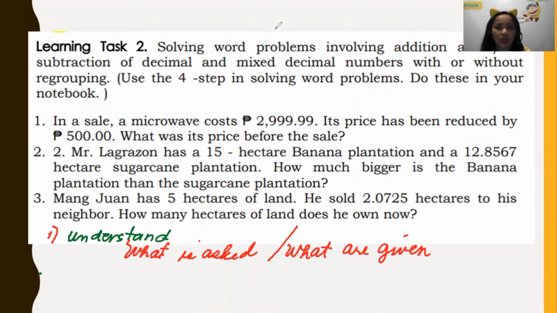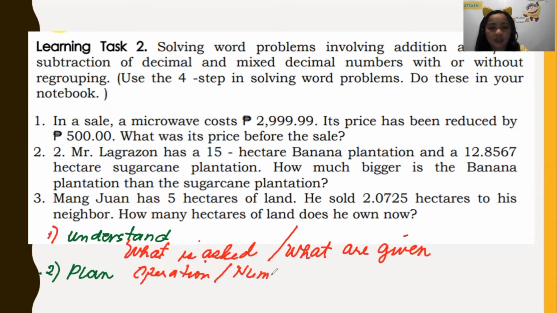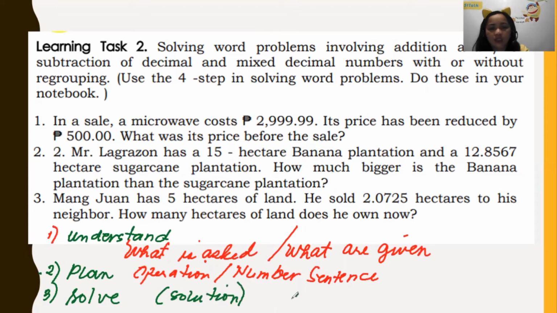Step 2 is plan. Under plan, there is the operation. What operation will be used? And the number sentence. So that is step 2. Step 3 is solve. Of course, in step 3, that is your solution. And then step 4 is check. Just check whether your answer is correct or just look back at your solution and answer.